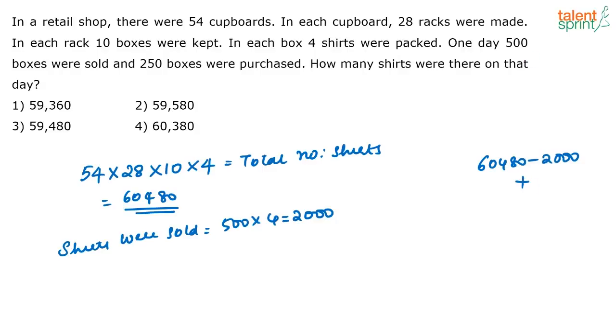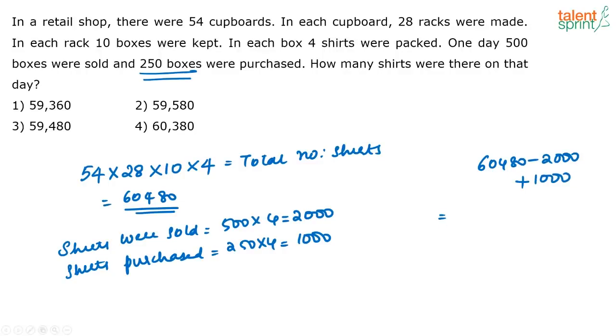But on the same day, what have we done? We have purchased 250 boxes. So how many shirts were purchased on that day? Shirts purchased is equal to 250 into 4, or I can say 1000 shirts have been purchased. So out of this 60480, 2000 shirts were sold and 1000 shirts were purchased, so how many shirts are remaining on that day? 60480 minus 1000, that is equal to how much? 59480, correct? 59480, that is option 3.